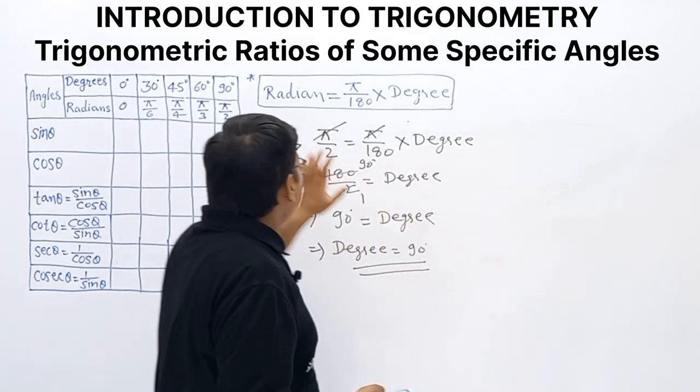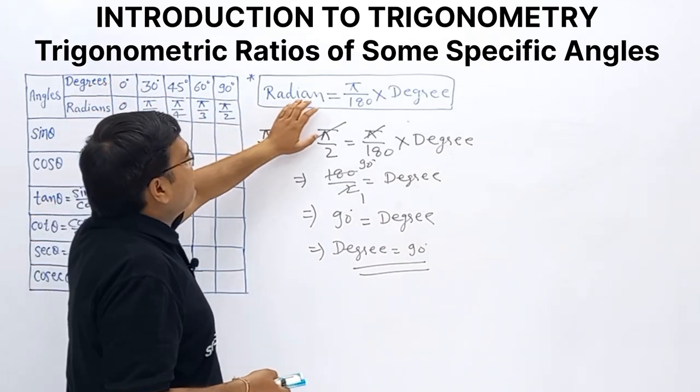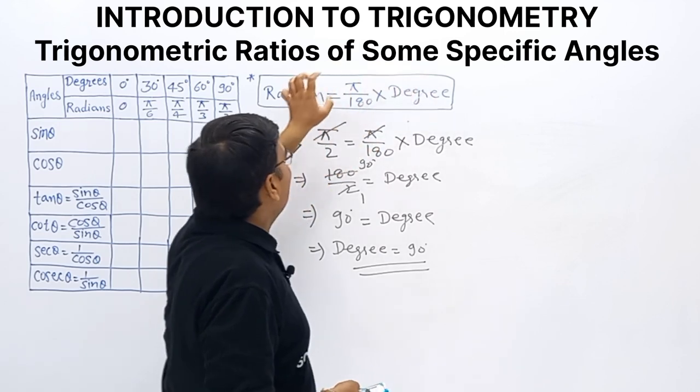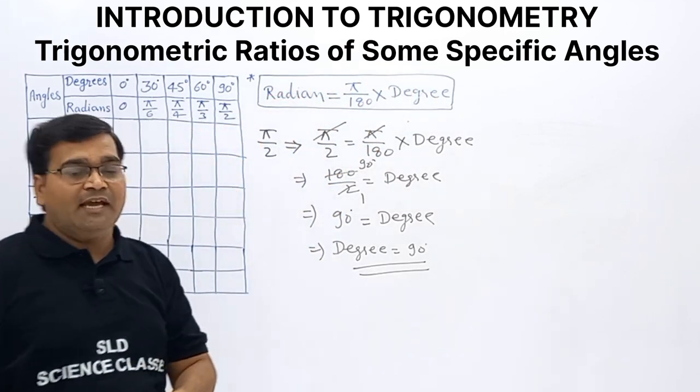Clear? So how will we convert degree into radian? We have one formula: radian equals pi upon 180 into degree. Put the value of degree, and we can find the radian value. Clear?